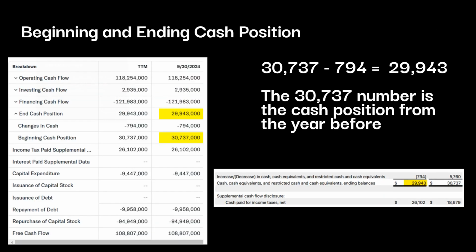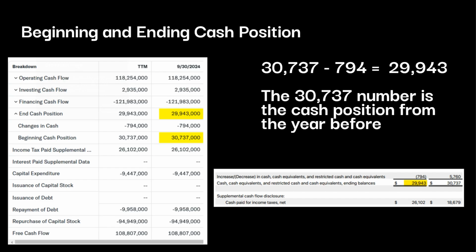What's kind of nice on Yahoo's website is they have the end cash position, changes in cash, and beginning cash position all right next to each other. So same thing, right? 30,737 minus 794, 29,943.